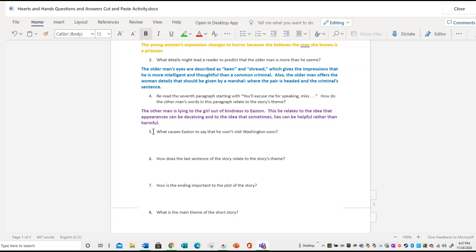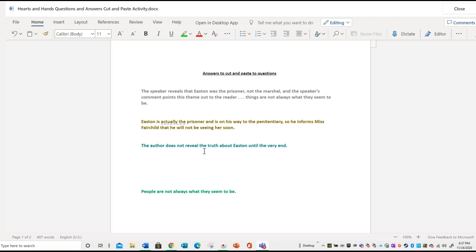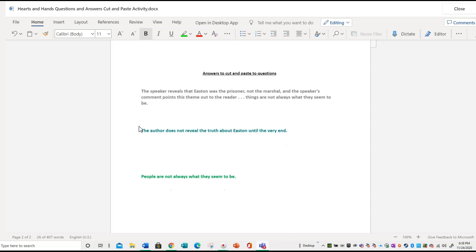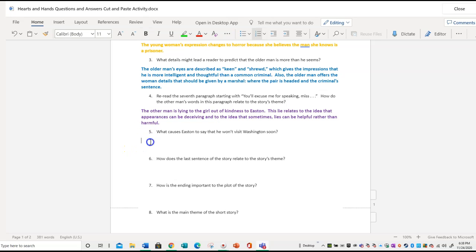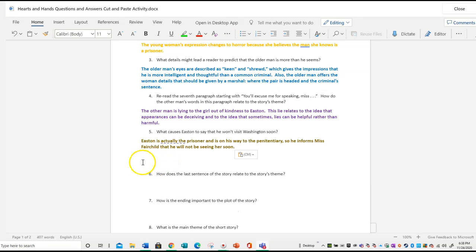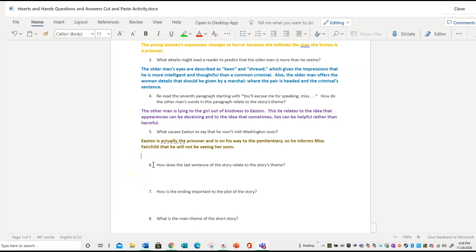Five. What causes Easton to say that he won't visit Washington soon? Well, Easton, we know, is the prisoner. So why wouldn't he go to Washington? Well, we know he's going to the penitentiary. Right here it says Easton is actually the prisoner and is on his way to the penitentiary, so he informs Miss Fairchild that he will not be seeing her soon. It says, "My butterfly days are over." He's not free anymore. He literally will not be free because he'll be in jail. Okay, I'm going to Control V that, and I can keep pulling this up here.